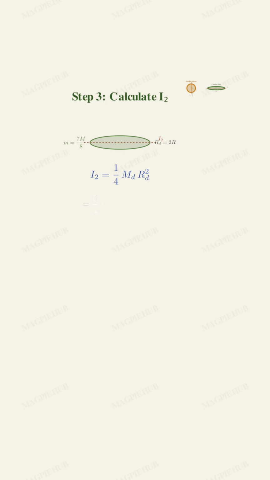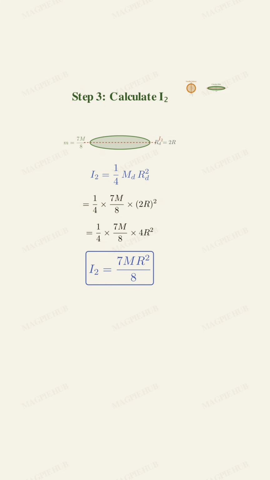Step 3. Calculate I2, the moment of inertia of the disk about its diameter. Using the formula, I2 equals 1/4 times 7m by 8 times 2R quantity squared. That gives 1/4 times 7m by 8 times 4R squared. After simplification, I2 equals 7mR squared over 8.